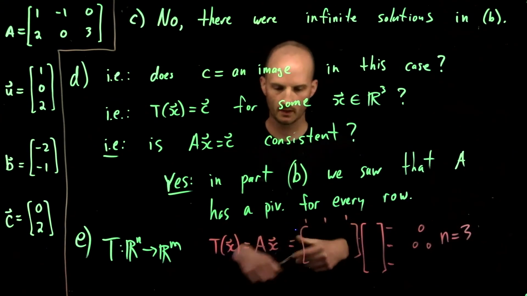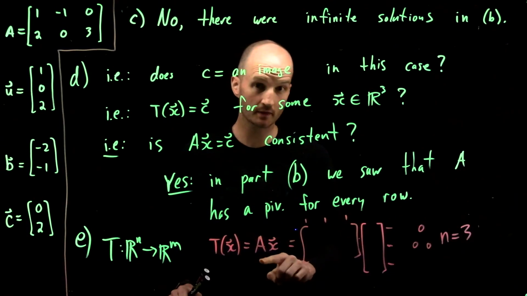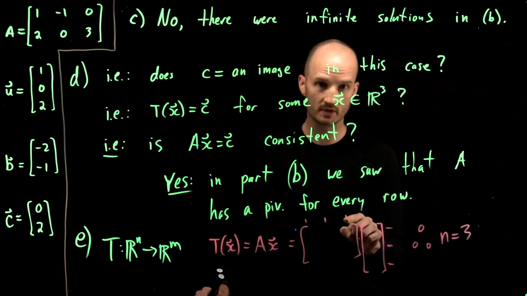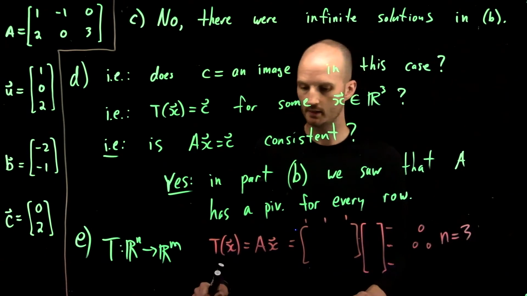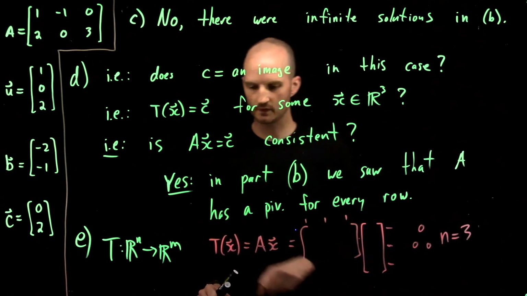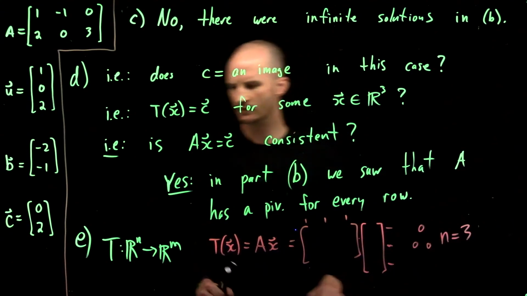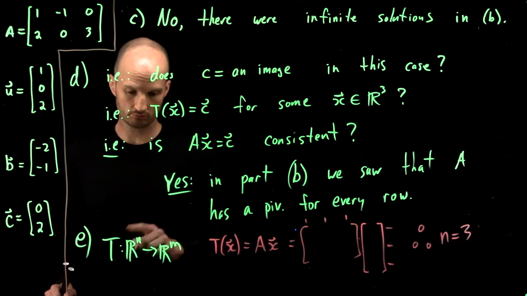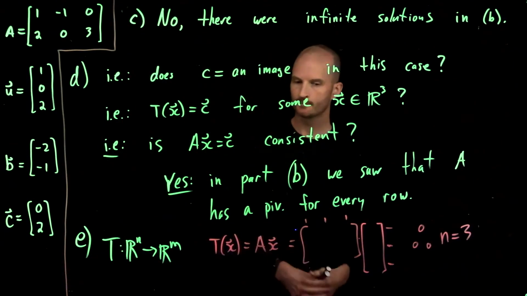So again, just as simple as this. This product is not going to make sense unless I have the same number of columns here as I have rows here. A has 3 columns, so this guy must have 3. So this vector x must have 3 entries. So the vectors that are going into my machine, T, must have 3 entries. And what does it spit out?